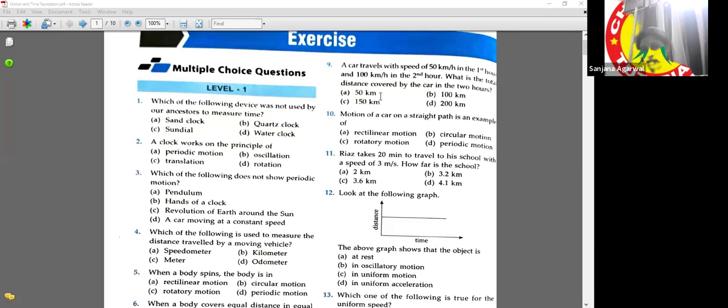Calculate. Riyaz takes 20 minutes to travel to his school. Overall time taken is this, and his speed is 3 meters per second. Note the units, please. Time is in minutes and speed is given in seconds. And the answer is asked in kilometers. Right?